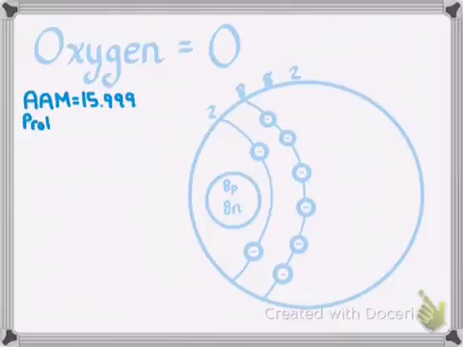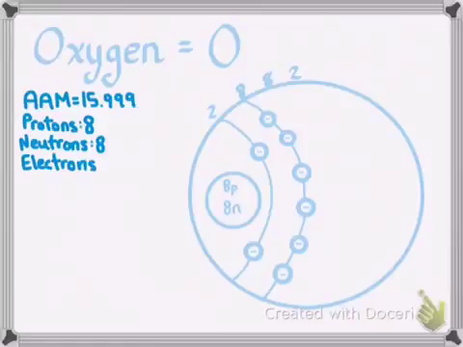Just for clarification, I have put the average atomic mass and the amount of protons, neutrons, and electrons over on the side of the diagram. The diagram is now finished.